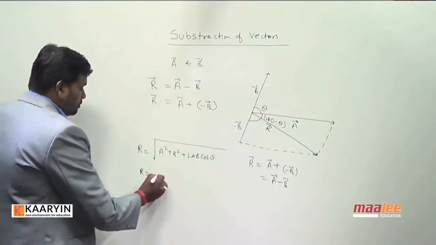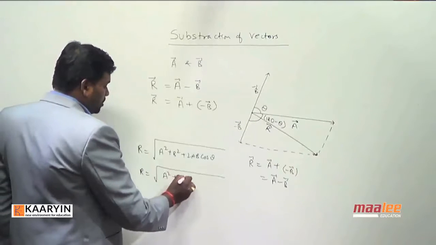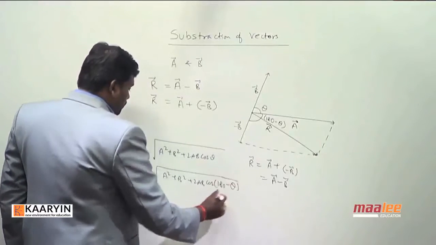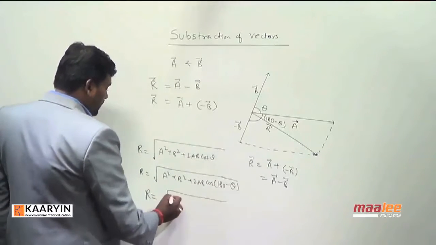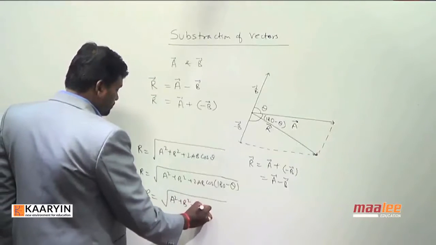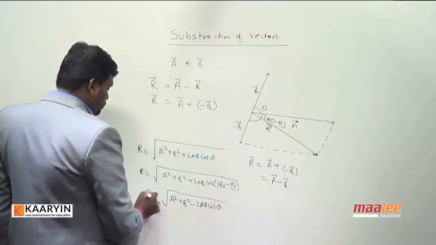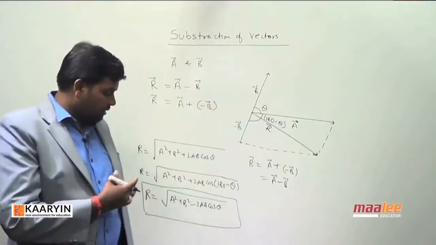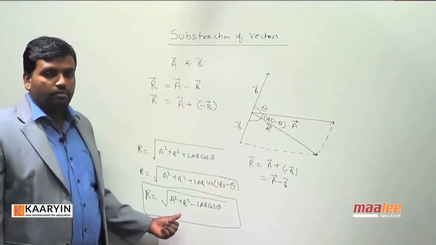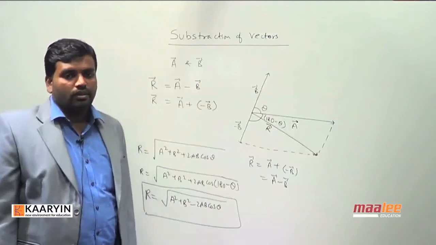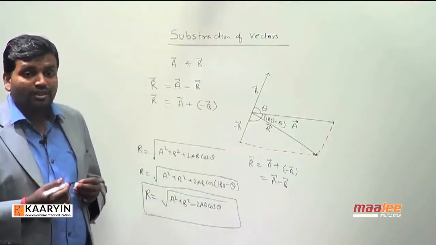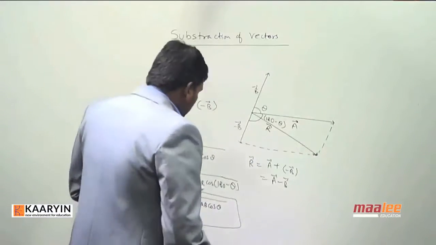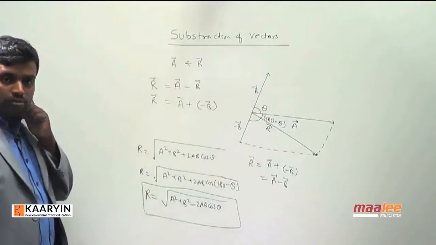So, A square plus B square plus 2AB cos of 180 minus theta. What is cos of 180 minus theta? That is minus cos theta, correct. So, what is the formula for subtraction? A square plus B square minus 2AB cos theta. Before, in addition it was plus 2AB cos theta, now it is minus 2AB cos theta. So, this is the formula to find the magnitude of subtraction.